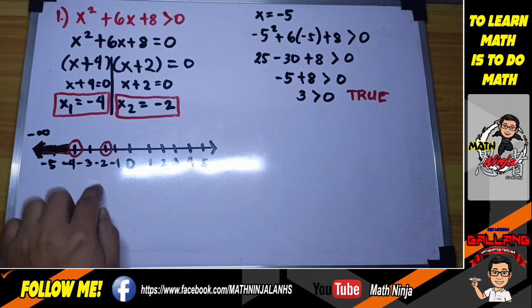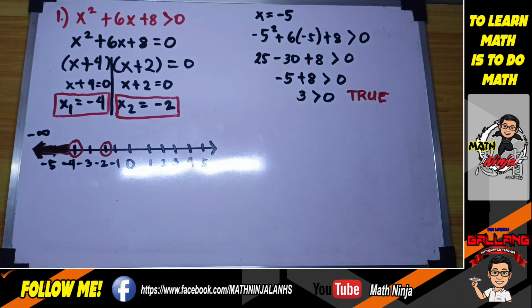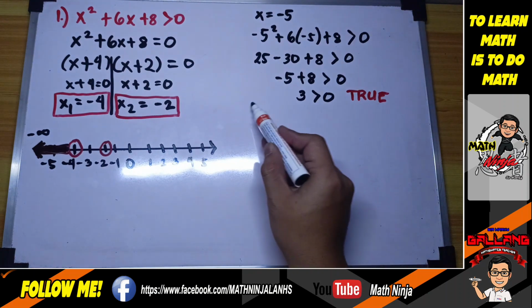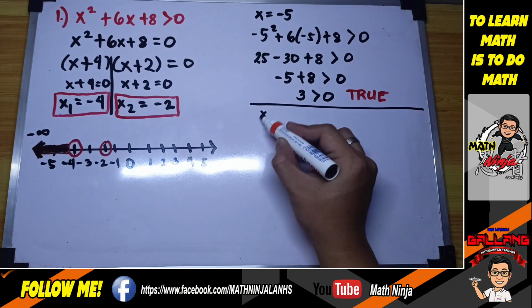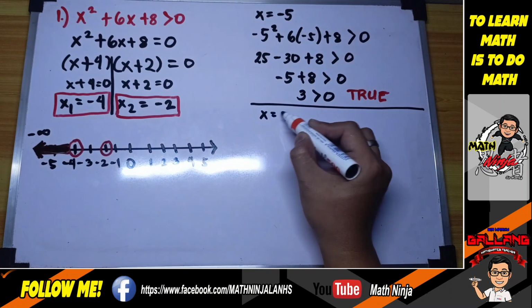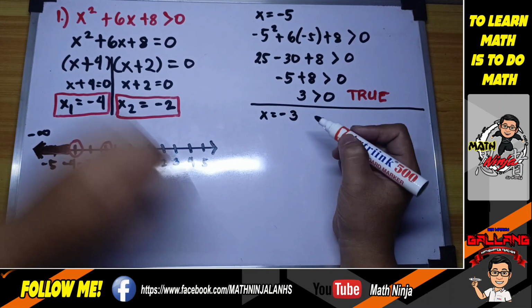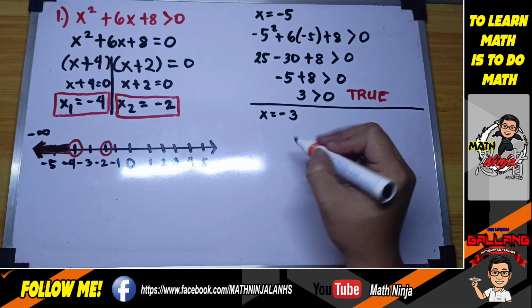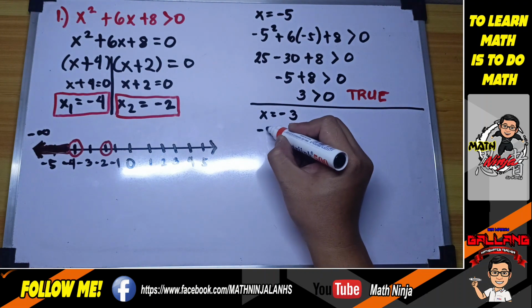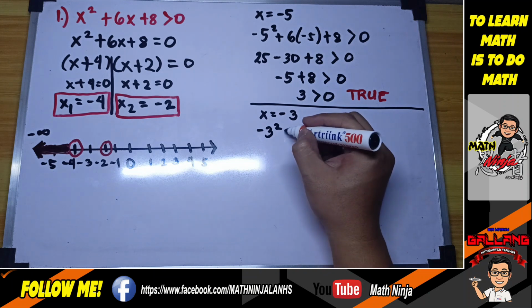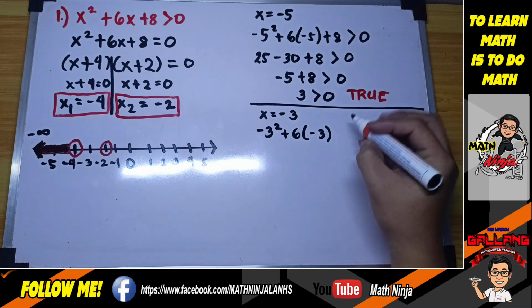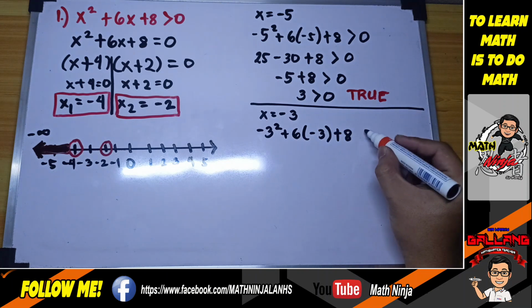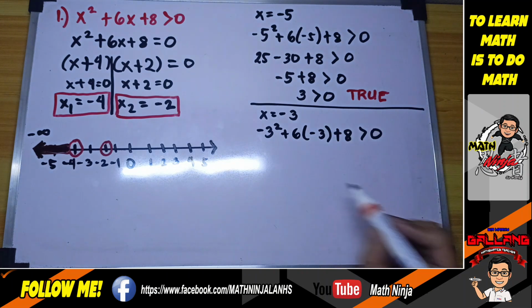And this is the middle part na yon. So, pili tayo ng isang value ng x dyan na isasama natin sa pagtetest. So, in this case, ang pipiliin natin is negative 3. So, we have x is equals to negative 3. Gamitin ulit natin yung quadratic inequality. So, that is negative 3 squared plus 6 times negative 3 plus 8 is greater than 0.